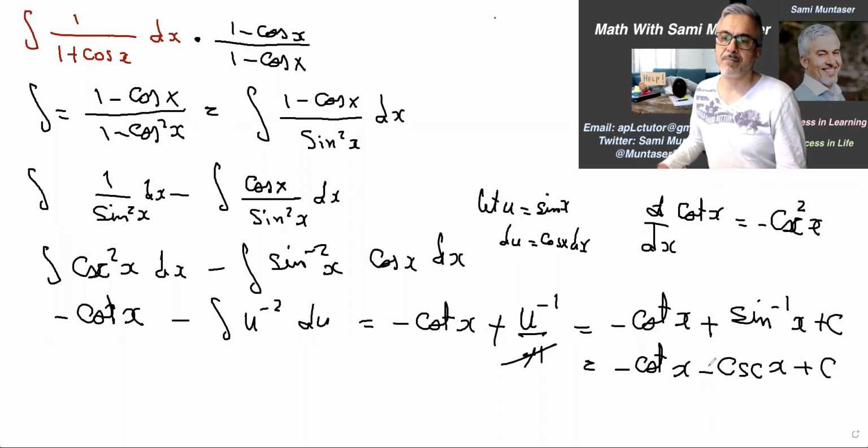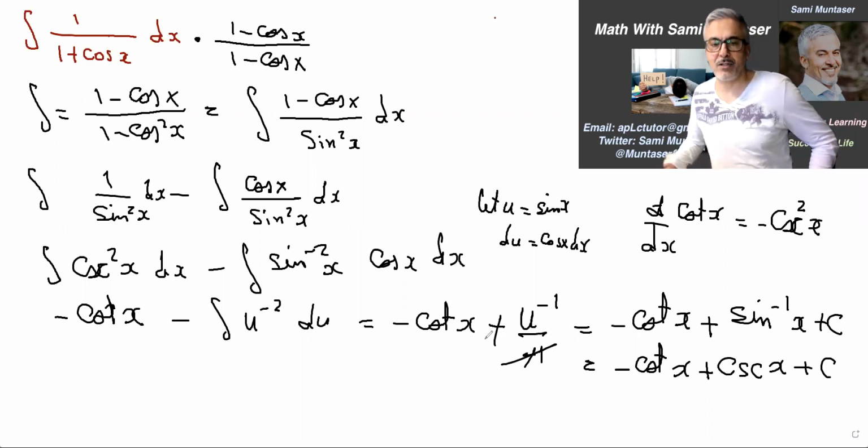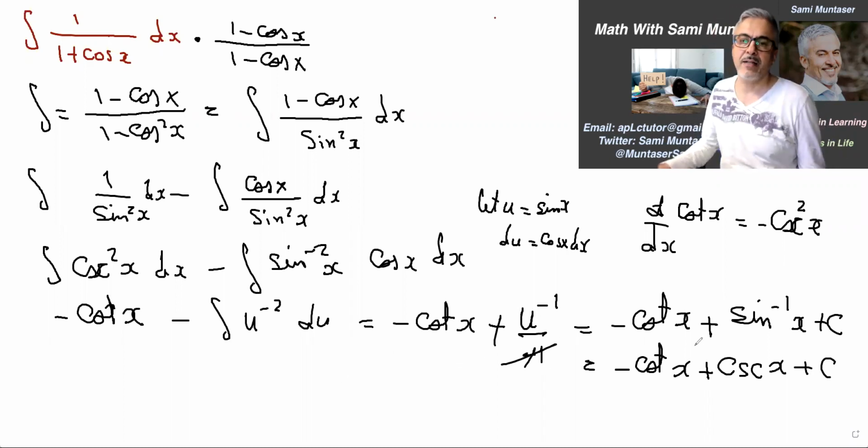That's a plus, and that's a plus. I changed it to plus here. I don't know why I didn't change it in here, because you remember when we integrated u to the negative 2 it gave us u to the negative 1 over negative 1, and the negative made that plus. So that's supposed to be a plus, and that's it.